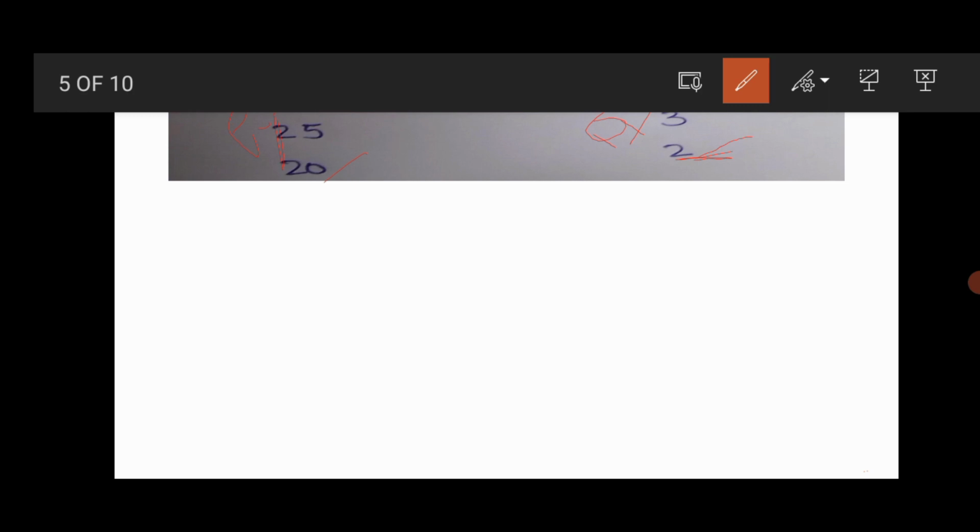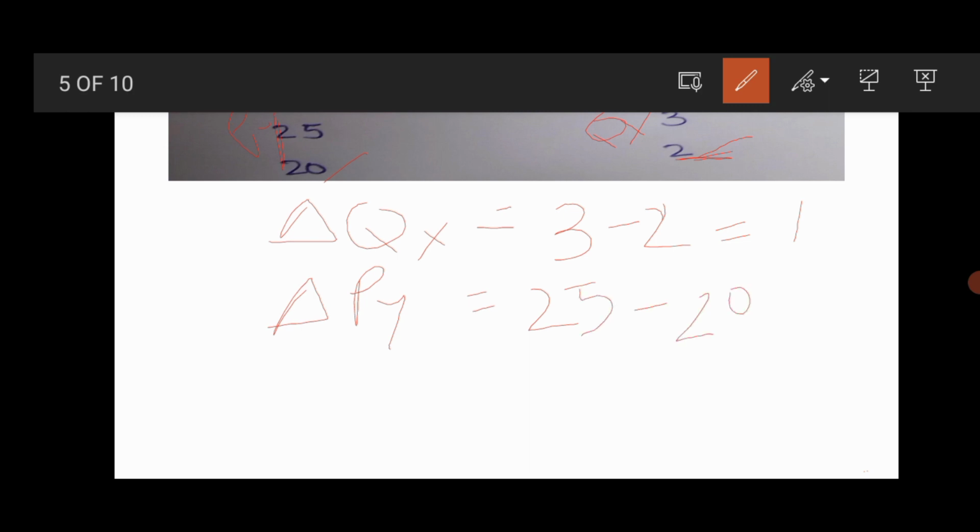So now how to calculate it? How to calculate cross elasticity of demand? Delta Qx we have to calculate first. It is nothing but 3 minus 2, which is equal to 1. Then we have to calculate delta Py, which is nothing but 25 minus 20, which is equal to 5. So you know that Py is 25 and Qx is 3.